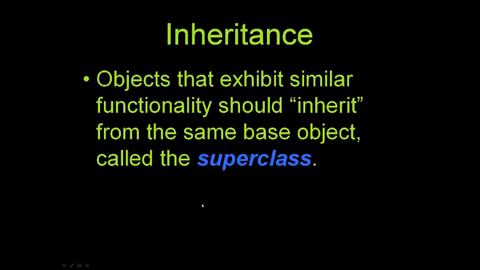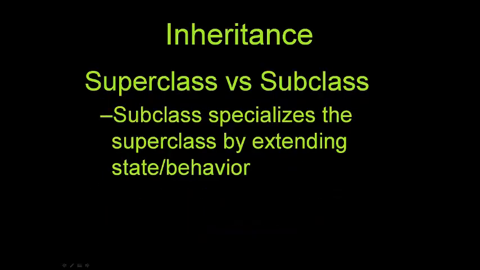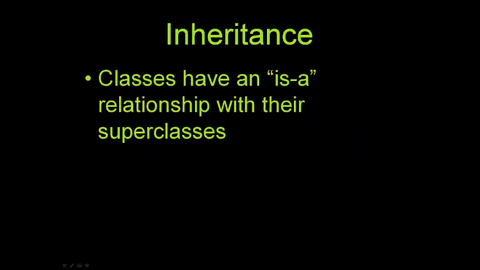So objects that exhibit similar behavior should all inherit from the same base object called the superclass. In the earlier example, the mobile object is a superclass of both the ship and the torpedo. Similarly, an object that inherits from the superclass is called a subclass. So there's a super for the parent and a sub for the child. You can say that the subclass specializes the superclass by extending the state or adding extra behavior.